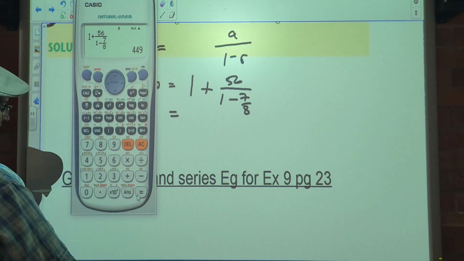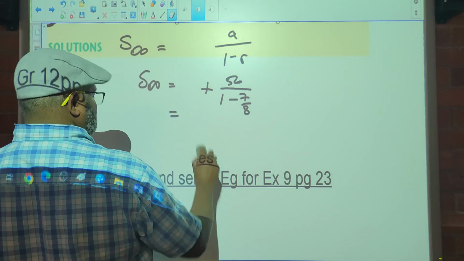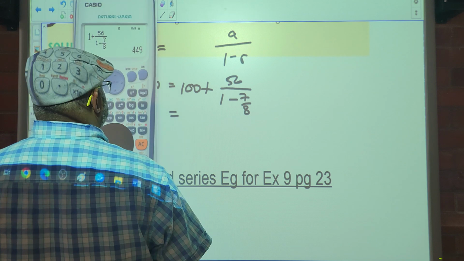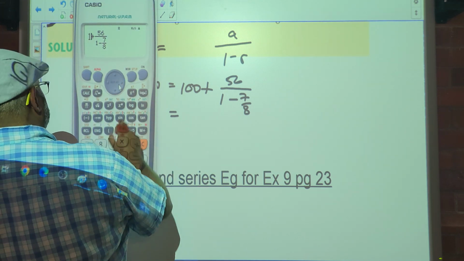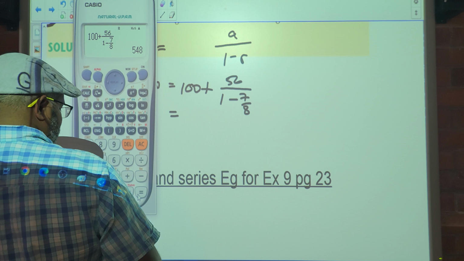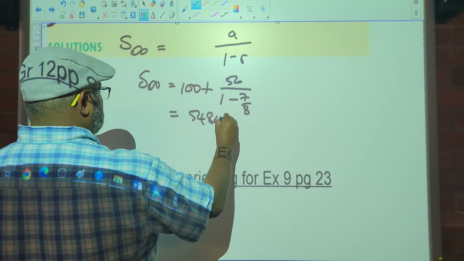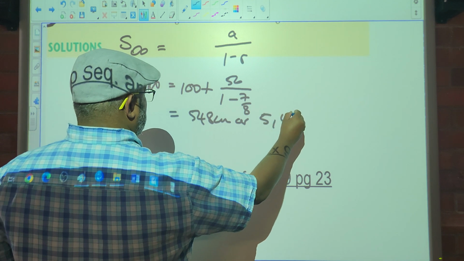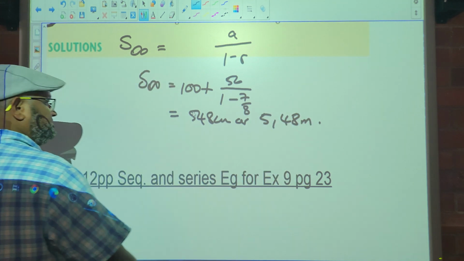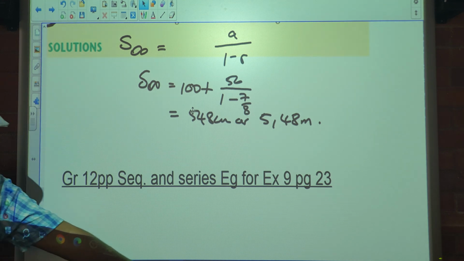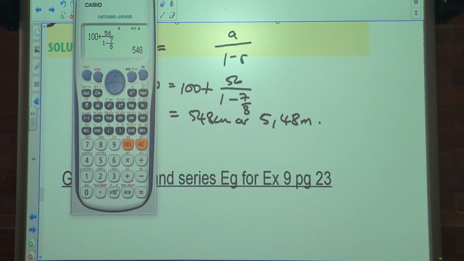Why does it say 1? Must be 100. Not so. 100 centimeters. Because I'm working with centimeters here. So 548 centimeters or 5,48 meters. Alright, you guys understand? Any confusion there?